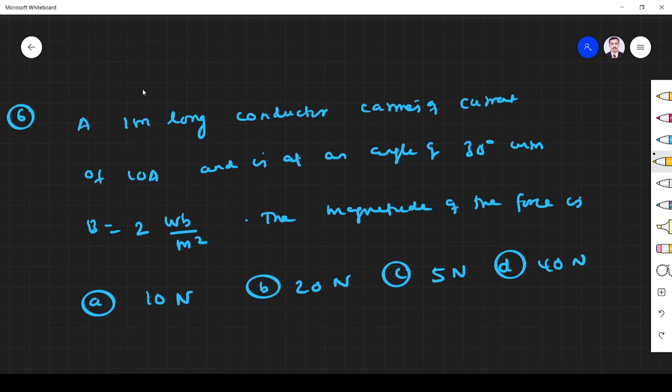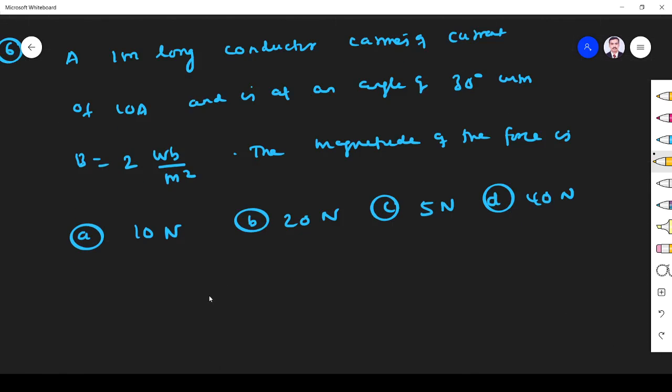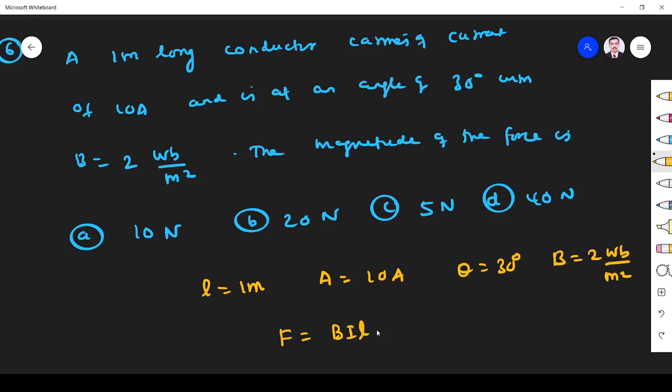Next question. A 1 meter long conductor carries a current of 10 ampere, and the angle is theta degrees. B is 2 Weber per meter square. What is the magnitude of force? Force is equal to BIL sin theta, right? Yes or no? So force is equal to BIL sin theta.